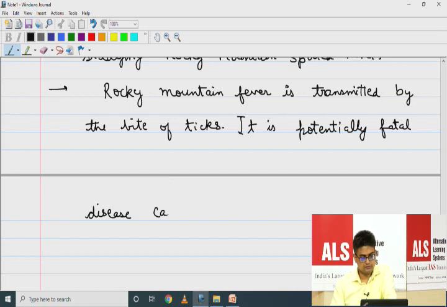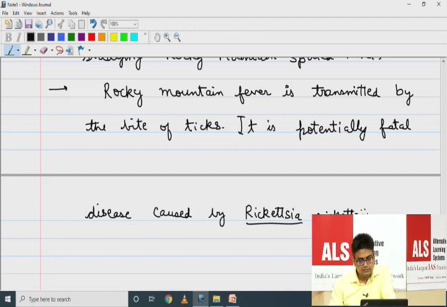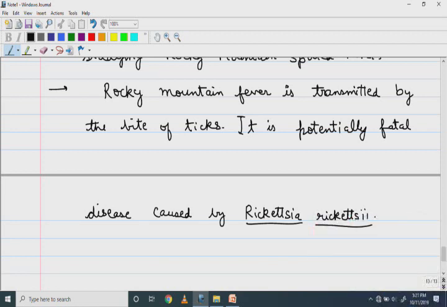Caused by Rickettsia rickettsii. It's a lot of synonyms. Rickettsia rickettsii, spread by the bite of ticks.